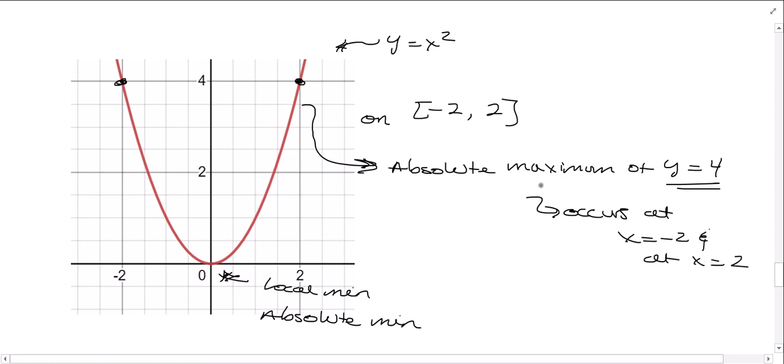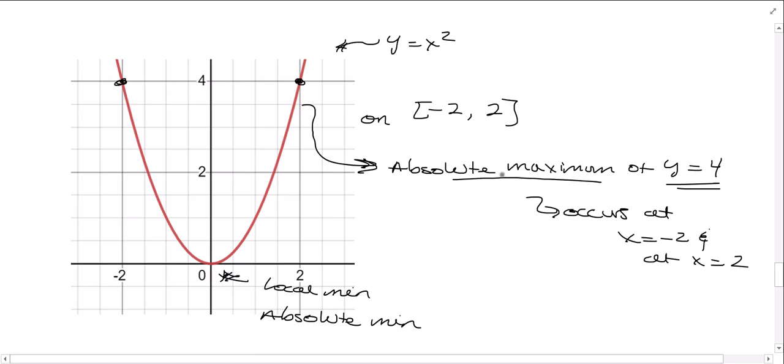So sometimes I get the question, can you have 2 absolute maximums? It's like, no, you can only have one, because the absolute maximum is just a single y value, right? The absolute max, we're referring to the y values of the function, so there's only one. It occurs at 2 places.